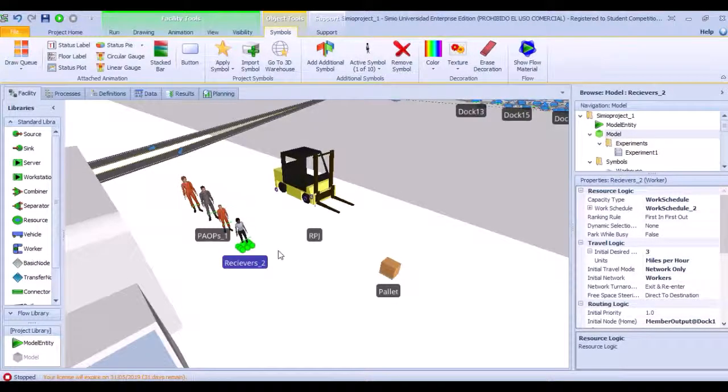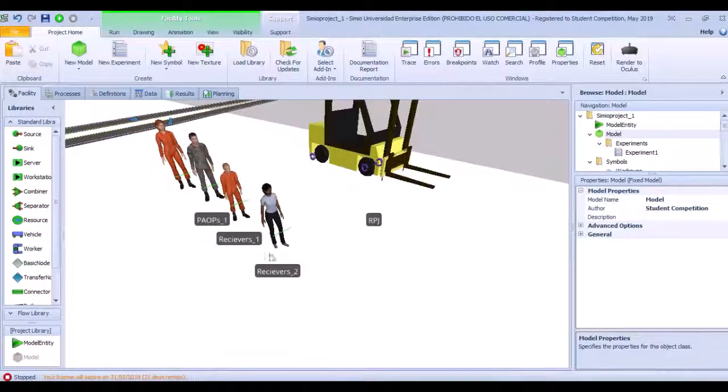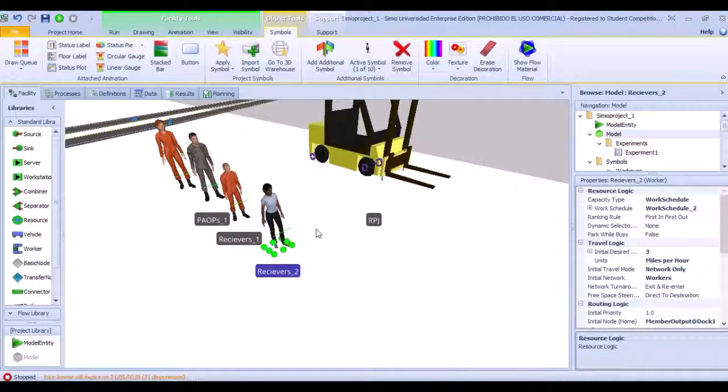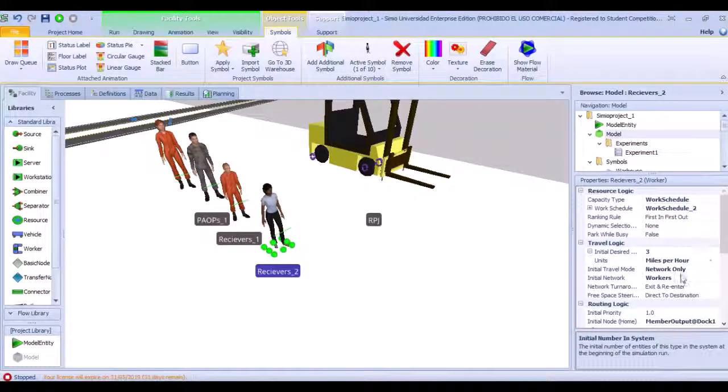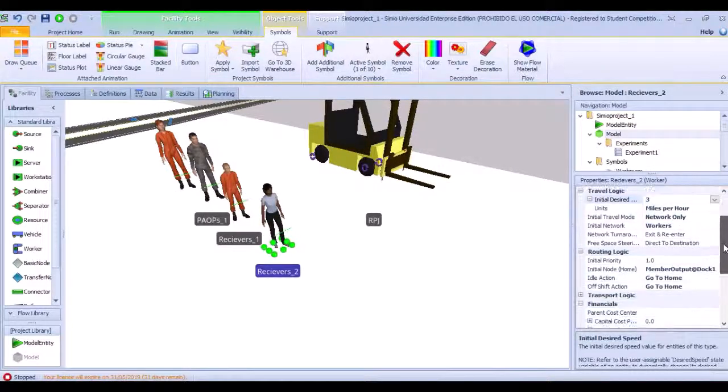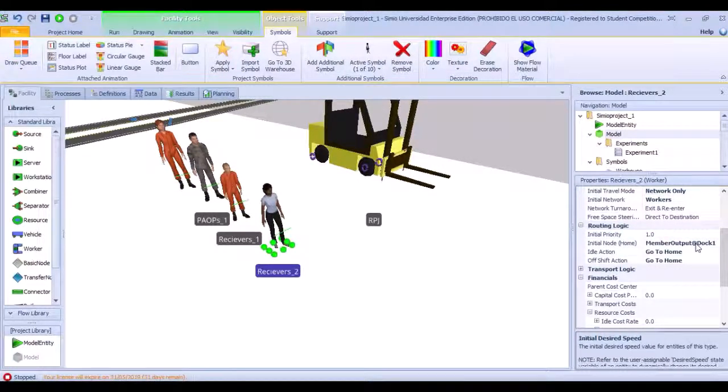In our Simio file, we have many entities doing the different jobs that we have for our distribution center. The first one that we're going to start out with is the receivers, which process at the separators, which are our docks. We have 2 set up with an additional capacity of 2 per shift. They only travel on the workers network and they travel at 3 miles per hour, the average speed of a human, and their initial home is at the member output dock of each dock.